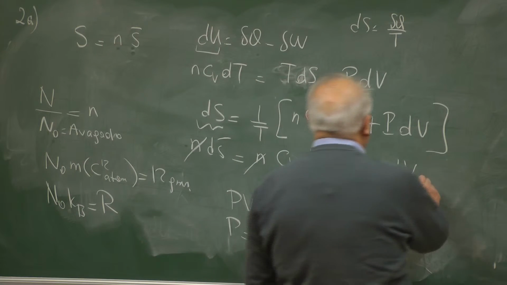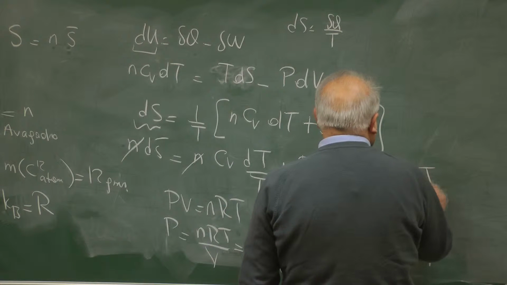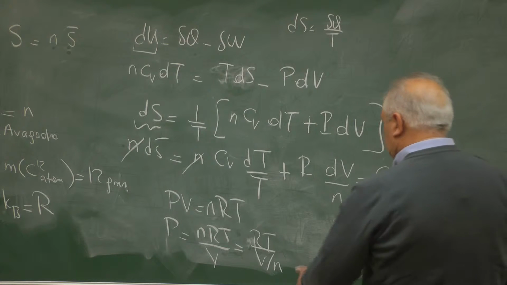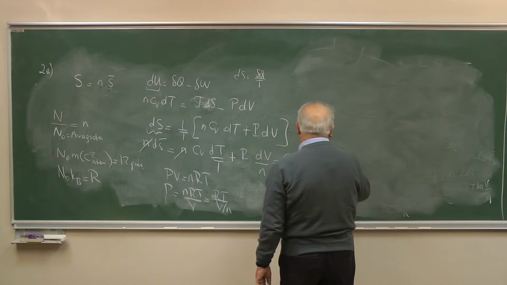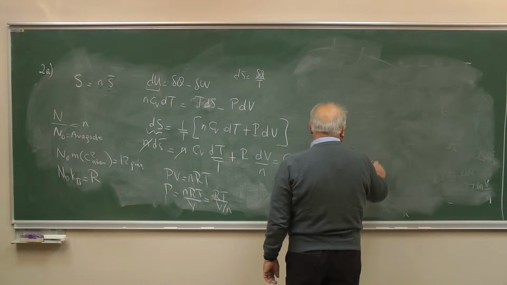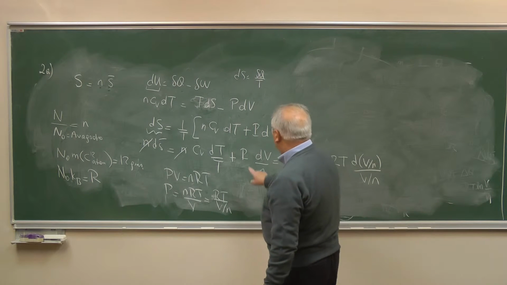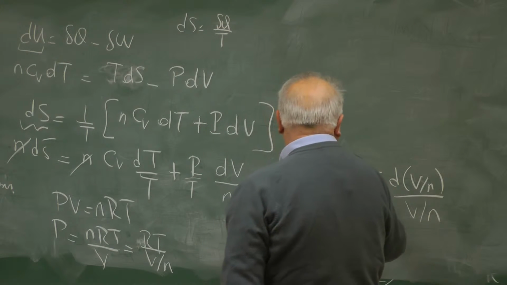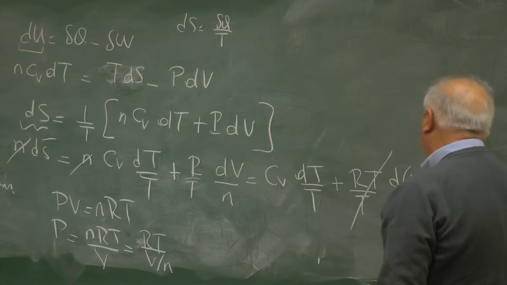So this is CV dT over T. Instead of P, we write plus RT dV over n over V over n. And we are dividing by T, P over T, so T is cancelled.